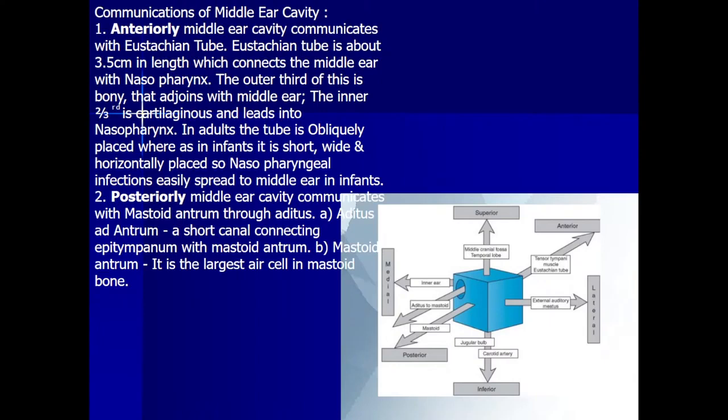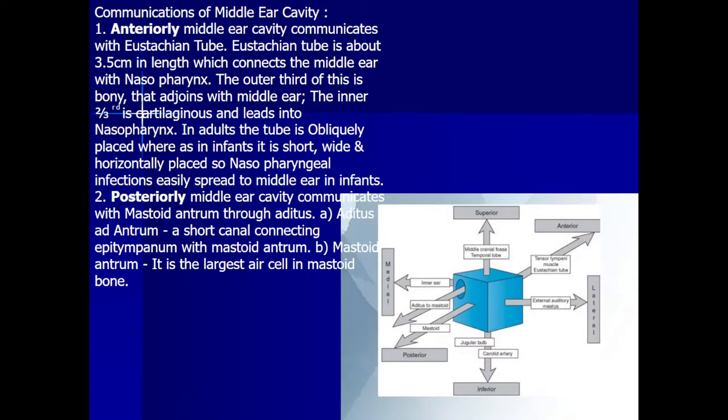And very important communications of the tympanic cavity, because the infection from this part may spread to the other structures and inflame them. These are complications. Anterior, the middle ear cavity communicates with the eustachian tube. It's about 3.5 centimeters in length, which connects the middle ear with the nasopharynx.